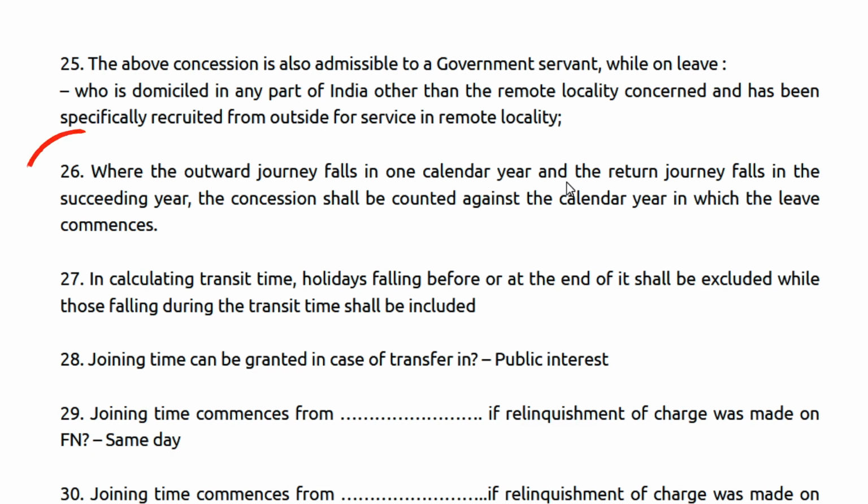Serial number 26. Where the outward journey falls in one calendar year and the return journey falls in the succeeding year, the concession shall be counted against the calendar year in which the leave commences.